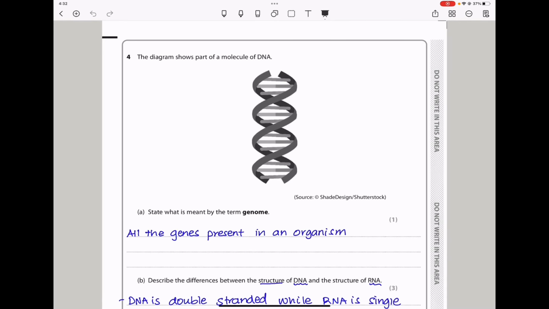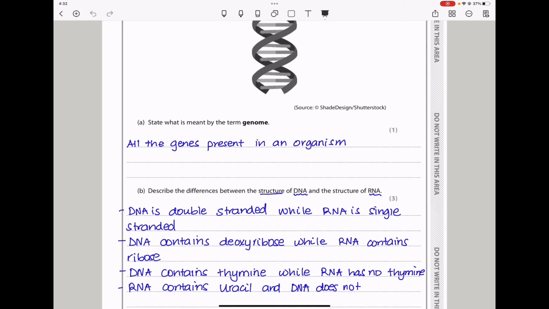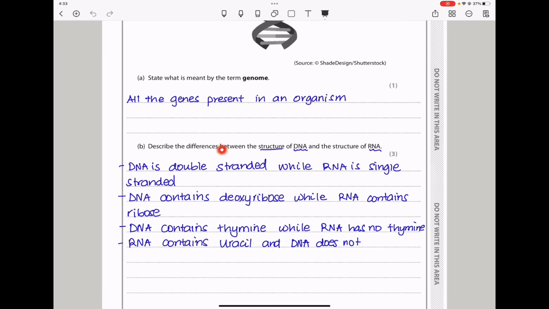Question 4, the diagram shows part of a molecule of DNA, which is that. They say what is meant by the term genome. The genome means all the genes present in an organism. The next they say describe the differences between the structure of DNA and the structure of RNA. DNA is double-stranded while RNA is single-stranded. DNA contains the sugar deoxyribose while RNA contains the sugar ribose. Then DNA contains base thymine while RNA has no thymine. Also RNA contains base uracil and DNA does not contain that.